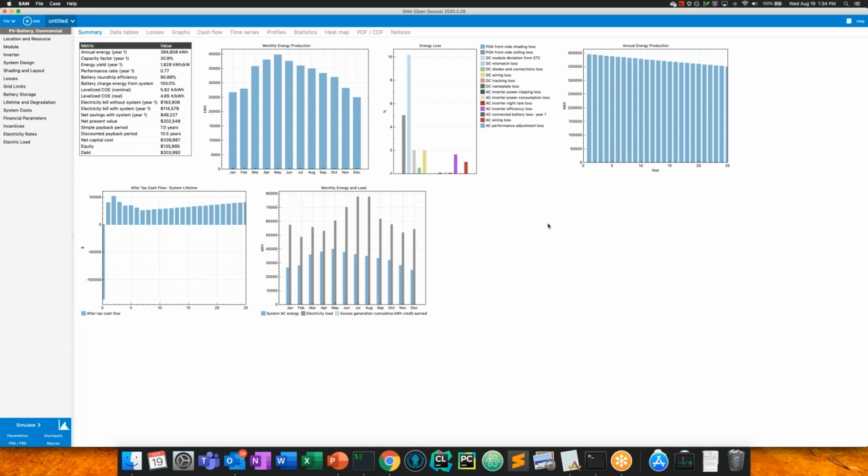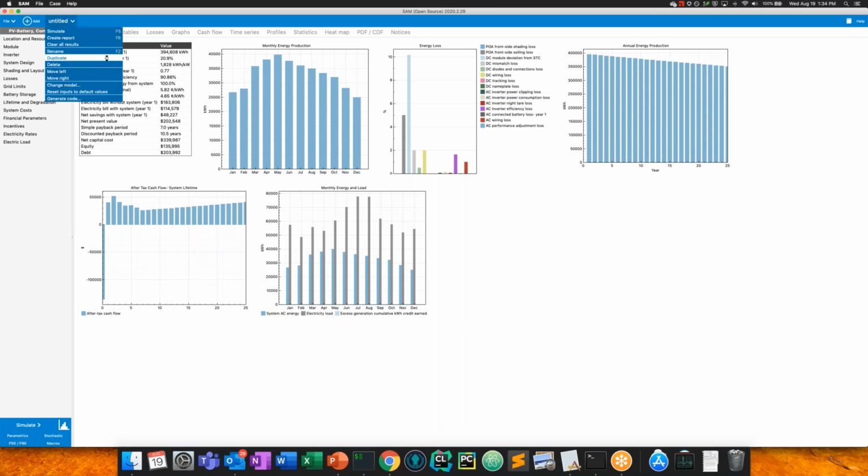And we can look at some battery metrics, such as a round trip efficiency of 90%, and 100% of the battery was charged from the system. And we have a payback period of 7 years. So we might be curious to see how the system would perform if there wasn't a battery.